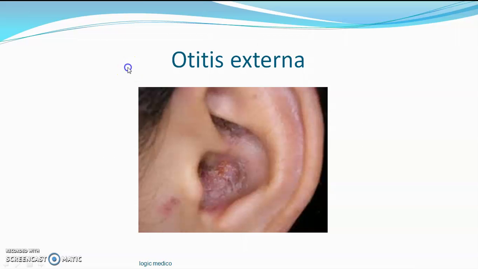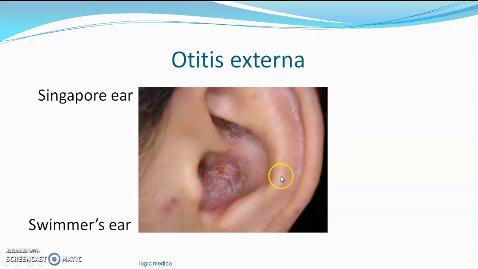It's called otitis externa. It is seen most commonly in Singapore. So Singapore's ear. It is seen most commonly in swimmers who dive in cold water. That's swimmer's ear. It is also seen in telephonists. We use the telephone on calls, and the telephone is always pressed on the pinna or the external ear. Therefore, otitis externa happens.